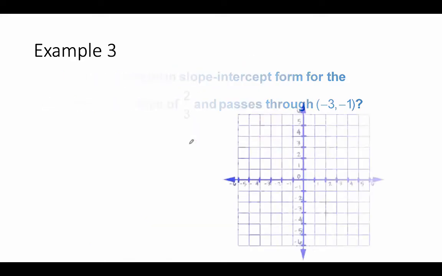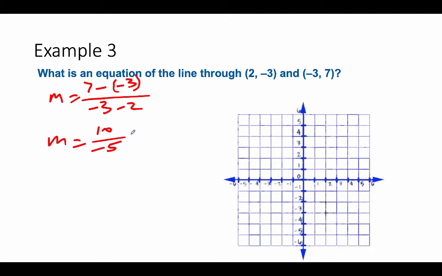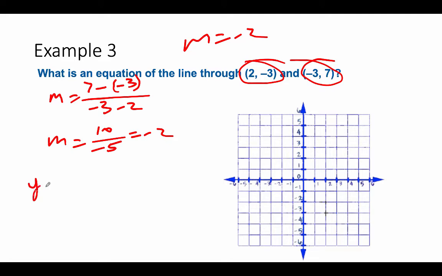We are good. Write an equation. Oh, I don't have a slope. Well, what do we do? Well, the first thing you're going to need to do is y2 minus y1 over x2 minus x1, which is 10 over -5, which is -2. So I have a slope of -2, and I can pick either point. I'm going to pick the first one, not sure why. y minus -3 is y plus 3 equals m times x minus 2.